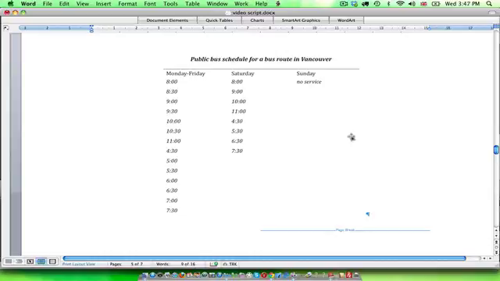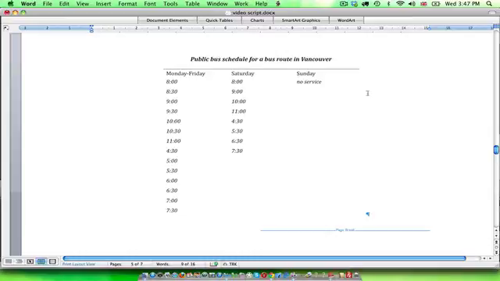What are the broad details here? Well, the broad details are that there is heavier bus circulation between Monday and Friday, less bus circulation on Saturday, and no bus circulation on Sunday. That is the broad trend.